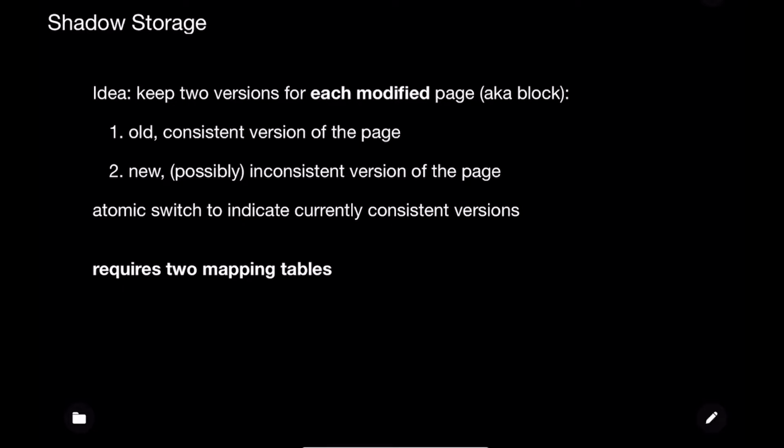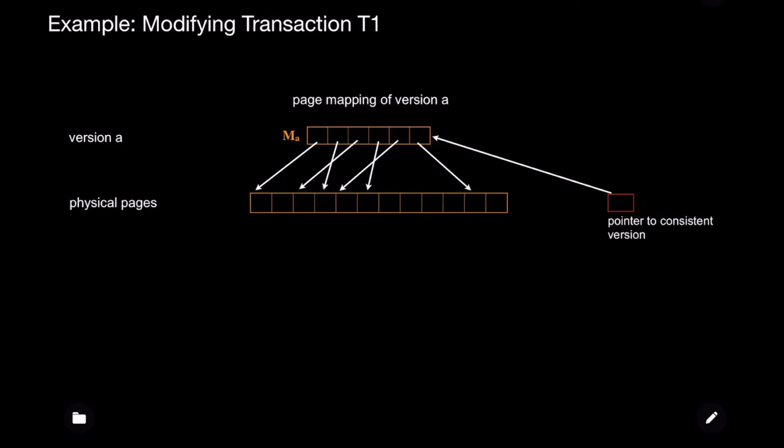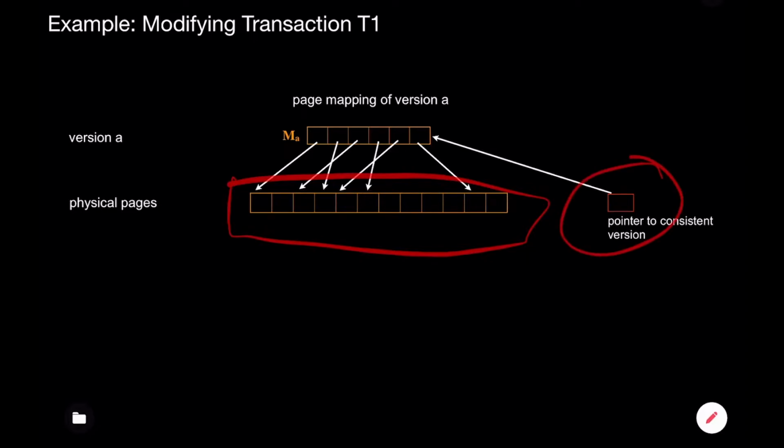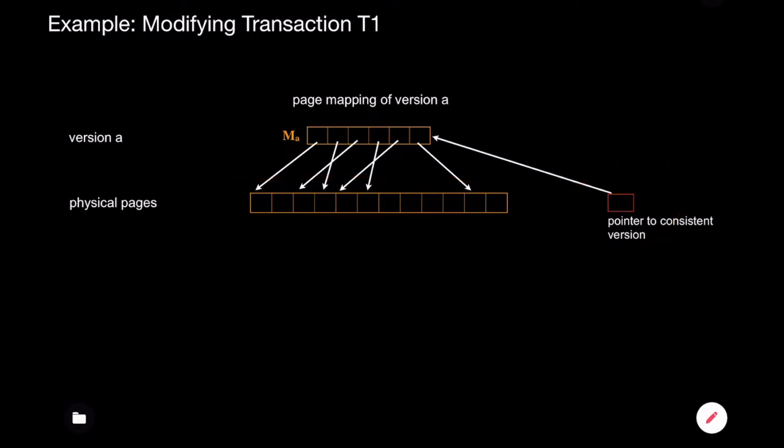But how this could be done in shadow storage is again through a mapping that hides the physical addresses of the pages. How that works is shown in this slide. You have your physical pages in the middle. You have a pointer, just one bit, pointing to what is currently the consistent version. That is called version A, or you might call it version 0, it doesn't matter.